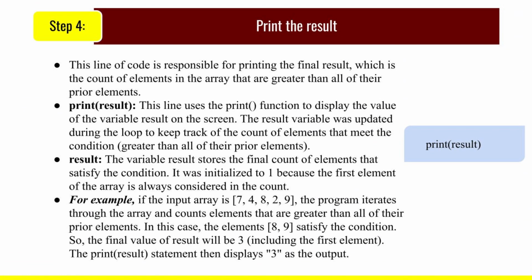In this final step, we print the result, which represents the count of elements in the array that are greater than all of their prior elements. By using the print function, we display the value of the variable result on the screen. Remember, result was updated during the loop to keep track of the count of elements that meet the condition of being greater than their previous elements. So, whatever value result holds at this point will be the final count we're looking for. This count helps us understand how many elements in the array satisfy the condition. And with this simple print statement, we have our answer ready to be displayed.